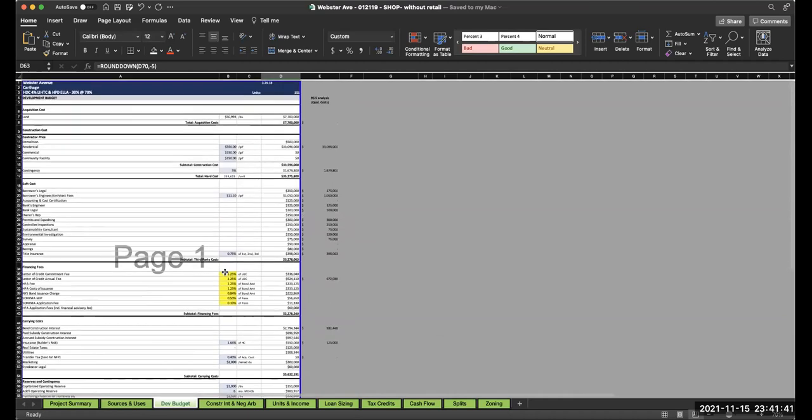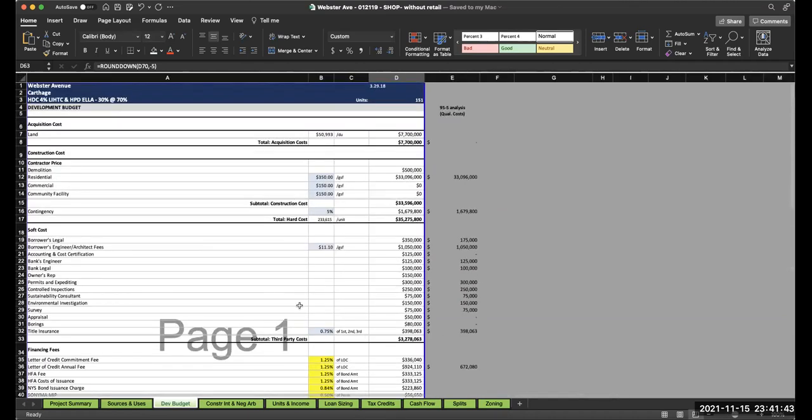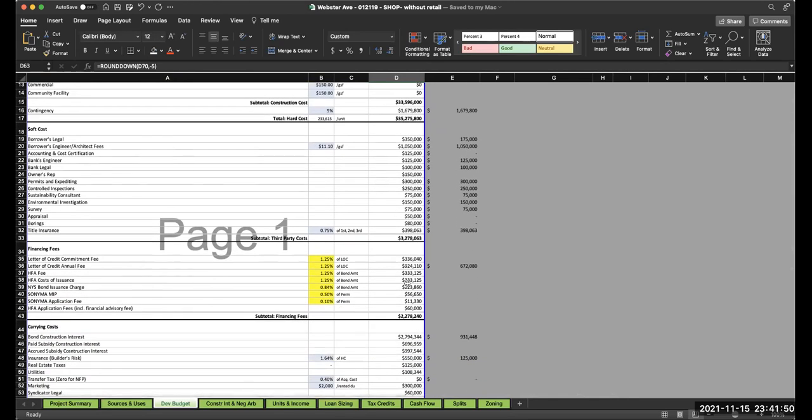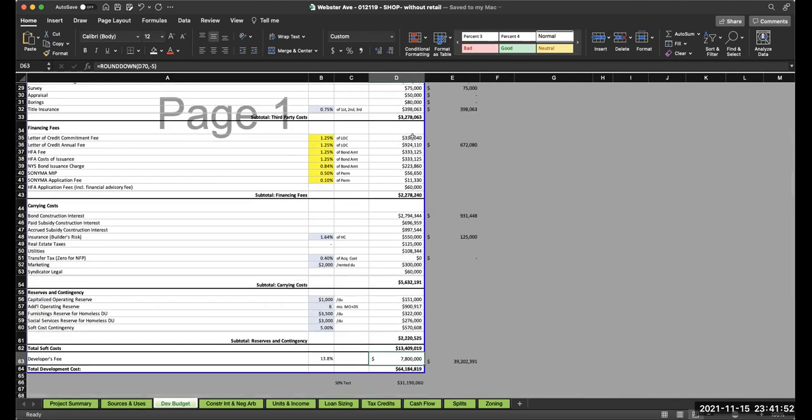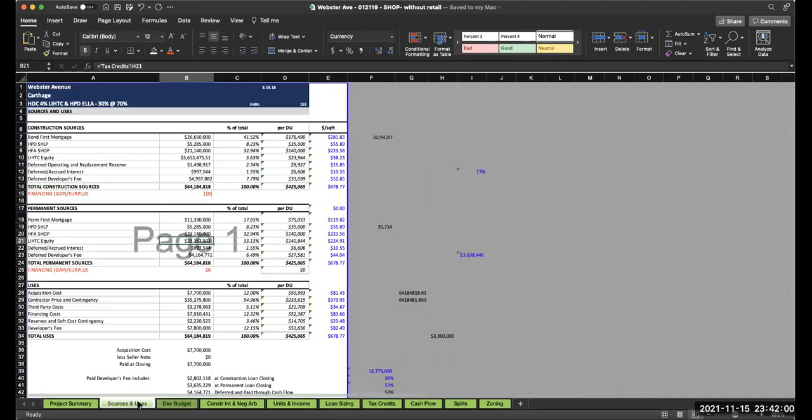Let's zip over to the development budget tab. You can see the cost of the land. You can see the cost of renovations and new construction. Again, all the fees, all the consulting fees are based over here. And that gives you a grand total of 64 million, right? So you've got the first mortgage, second mortgage, third mortgage, those are good. And now you have the LIHTC equity, which is the last piece of the puzzle, right?